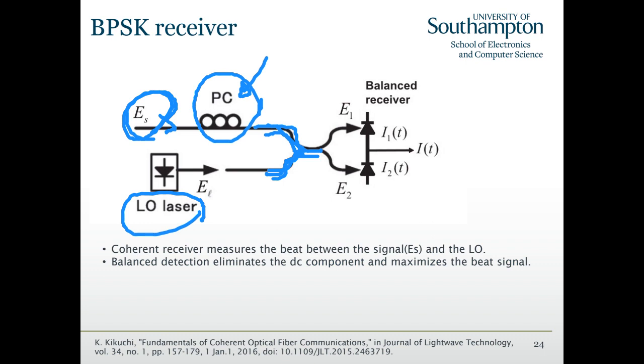Now we split these two and then input them to a photodiode. Basically, photodiodes will tell us the intensity. If these two constructively interfere, then the intensity would be higher, and if they destructively interfere, the intensity would be lower. There's normally a DC component, so by subtracting the lower from the higher, we remove the DC component. But the important thing is we need a laser here, and then we need polarization control.